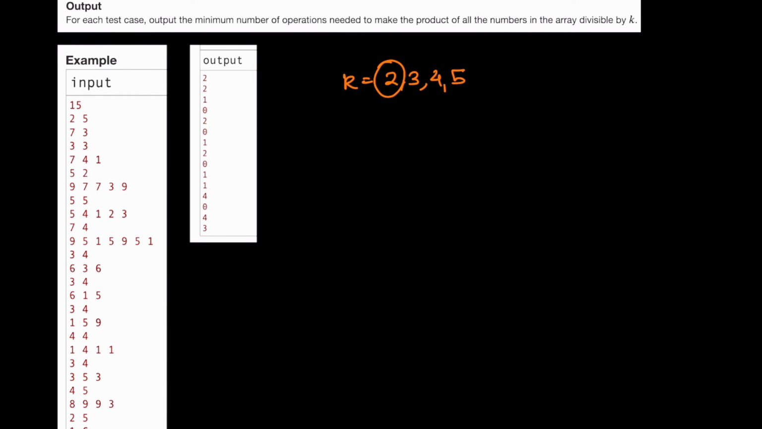So let's say we want to make our product divisible by 2. If it's not already divisible, that means it's an array of all odd integers. So we just need to add 1 to any element in the array to make the product even. So the answer for k equals 2 can be 0 or 1. If it's already divisible, then we have a 0. If it's not, then we'll get a 1.